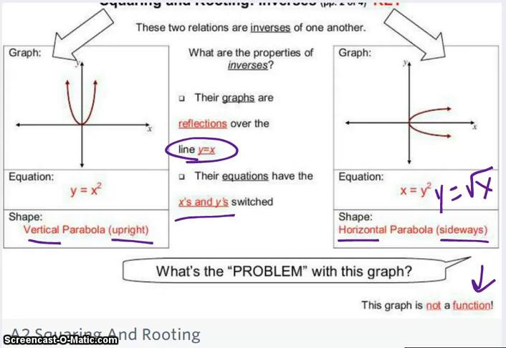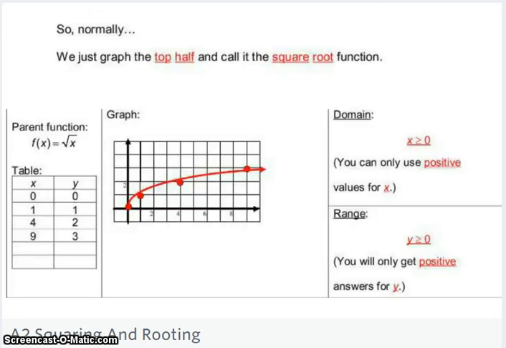Okay, so some of the properties of inverse: the graphs are reflected over the line y equals x, and their equations have the x's and the y's switched. The problem with the new graph is that it is not a function. It fails the vertical line test. So normally we just graph the top half and we call it the square root function. So here is the parent of the square root function, y equals, or f of x equals square root of x. They made a table, they plotted points.